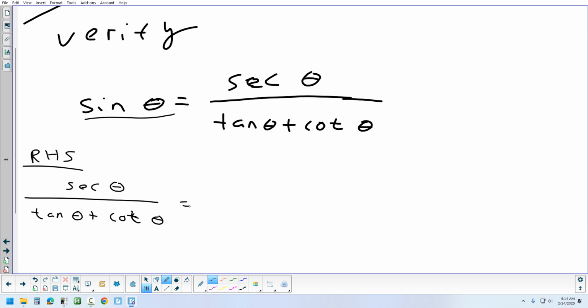Any thoughts what we could do with this one? There's no step in this problem we haven't done before. We just have to try the different steps that we've been using all along. Yep. Turn them all into sine and cosine. All right, let's try changing everything to sines and cosines. Always a good place to start and see what that does for us. So we have 1 over cosine, and then we've got sine over cosine, plus cosine over sine.